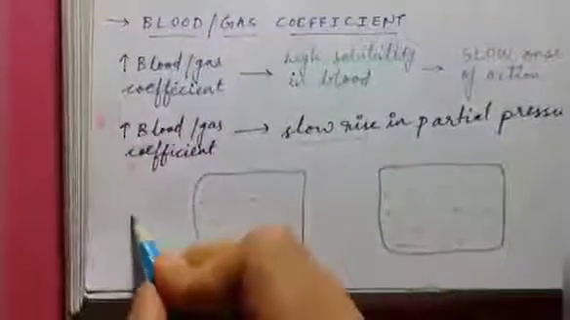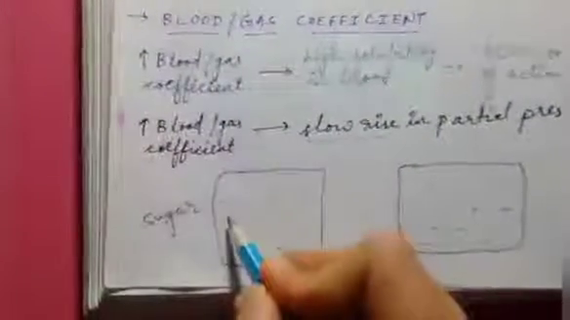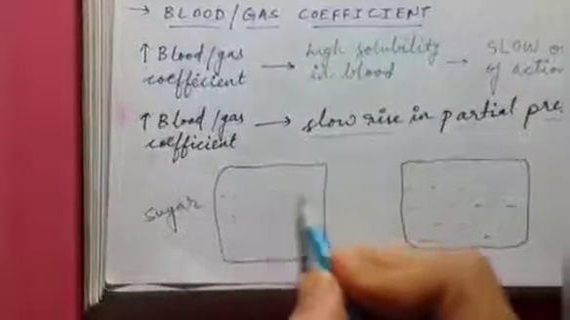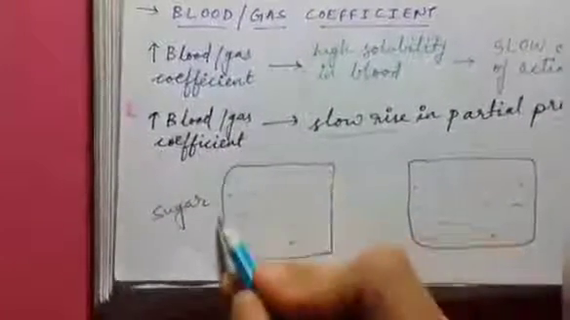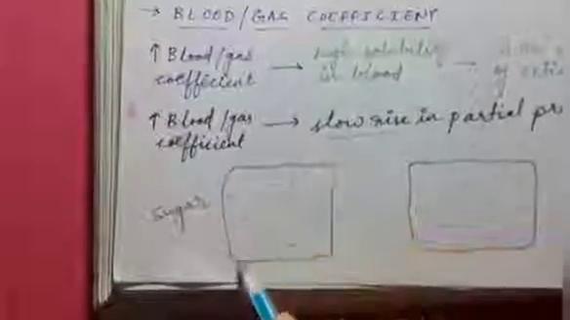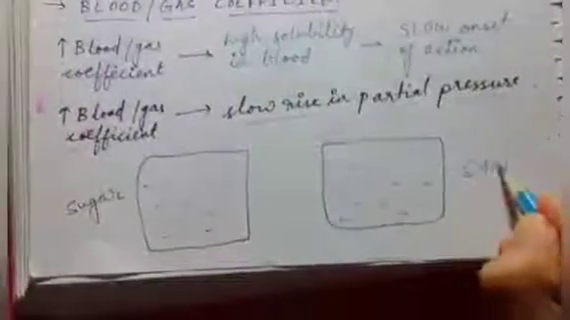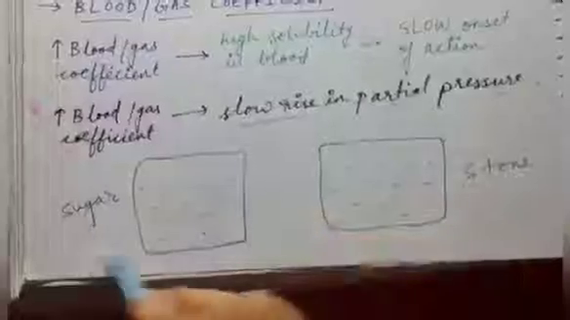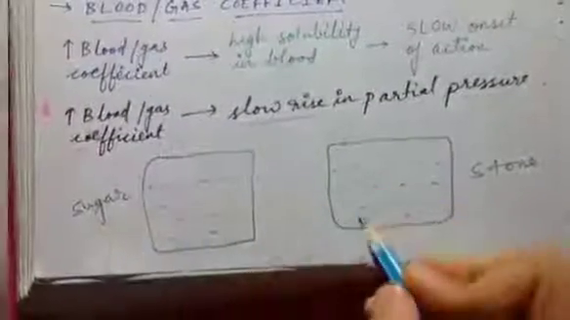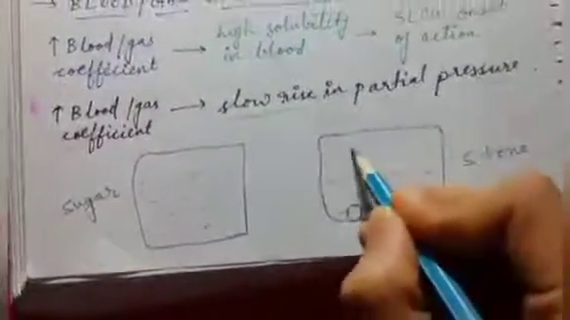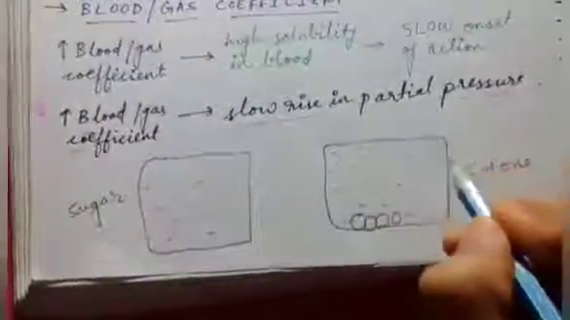Now let's add sugar in the first tank. What will happen? The sugar will simply get dissolved in the water. It is not going to affect the pressure in this tank. Now in the second tank, let's say we are adding stones, the same amount as the sugar. What will happen? The water level will rise, and obviously the pressure in the tank will increase.